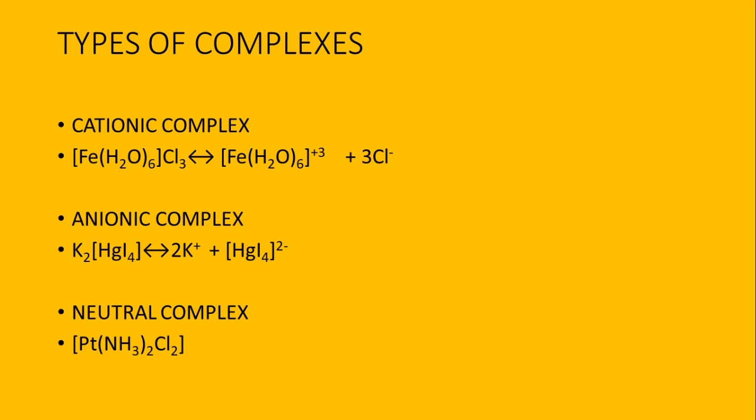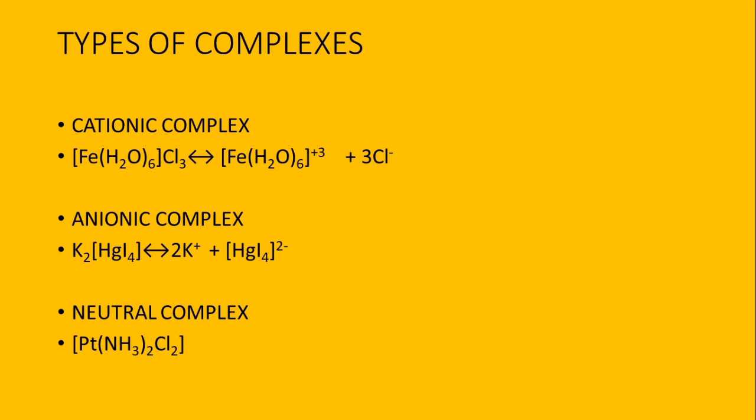Types of complexes. In this you have the cationic complex. For example, hexaaqua iron trichloride, when it ionizes, the complex end is [Fe(H2O)6]3+. So it is a cationic complex. Next is the anionic complex, which is K2[HgI4]. When it ionizes, it gives a simple cation and the complex anion, which is tetraiodomercurate(II).